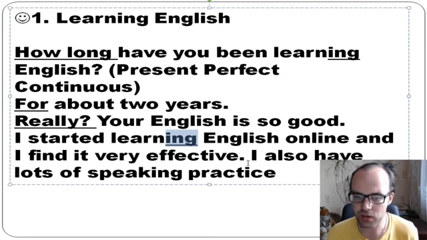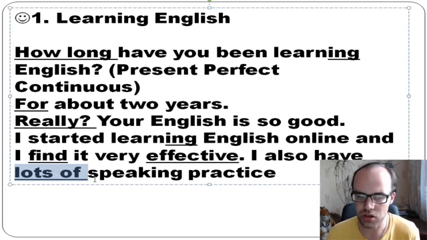So I also have lots of speaking practice. So a very good phrase, yeah? Find it very effective. And you see, I also have lots of speaking practice. So we say lots of. So you can say a lot of, it means much or many. So you know that we use much with uncountable, much water, much love, much fire, and many with countable, many friends, many books. But lots of, you can say lots of or a lot of with countable or uncountable. So lots of practice.